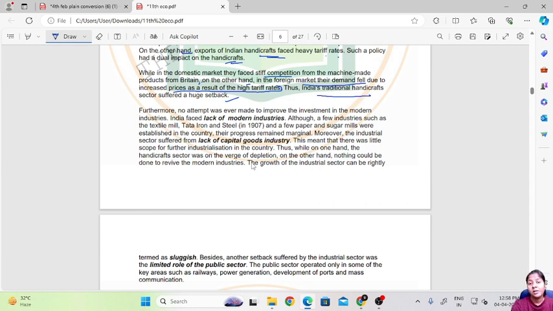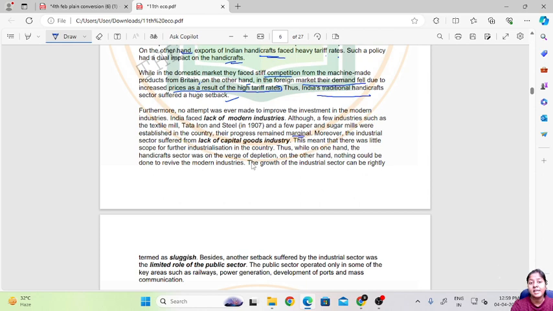Furthermore, no attempt was ever made to improve the investment in modern industry. So here India again faced a lack of modern industry, and only a few industries such as textile mills, Tata Iron and Steel, and a few paper and sugar mills were established in the country. Their progress remained marginal.